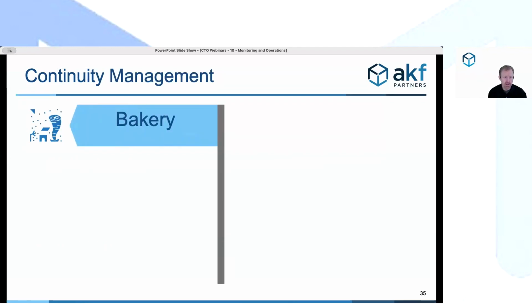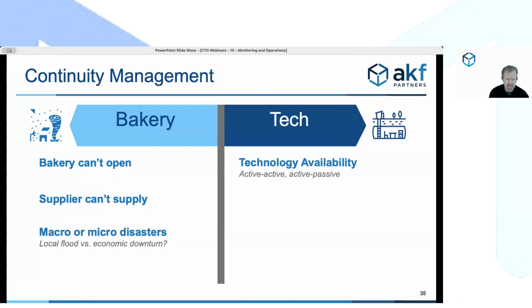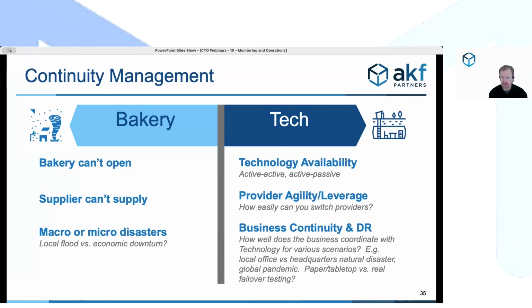All right. Continuity management. We didn't discuss this too much in architecture principles, but this is BCPDR. For the bakery, what happens if the bakery can't open for some reason? Somebody lost the keys, a supplier can't supply a critical ingredient, maybe a macro or micro disaster like a local flood in the environment or some economic downturn. In the tech world, this is pretty straightforward. We talked about different options last week, active-active versus active-passive. What's really needed from a failover? Can you switch over? For example, if you have a third party, how easily can you switch from one to another? And then overall business continuity, what are those scenarios? A lot of folks got really hard into this after COVID. They really stepped up their game.